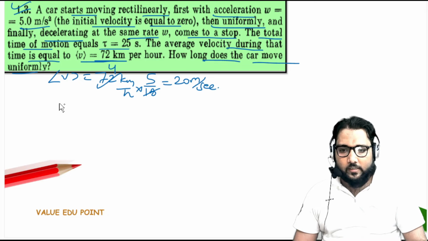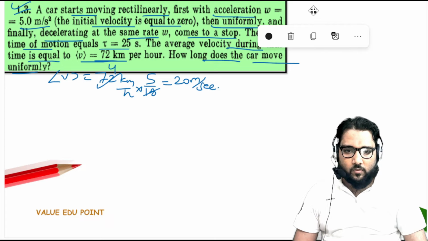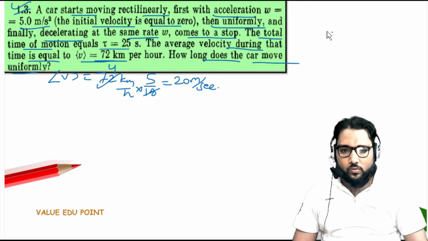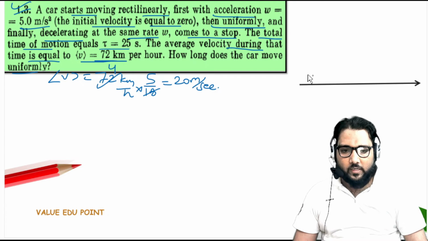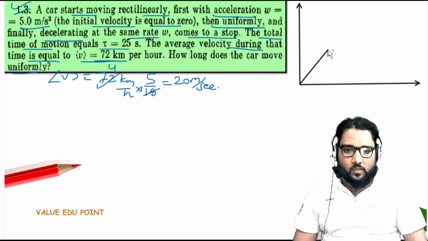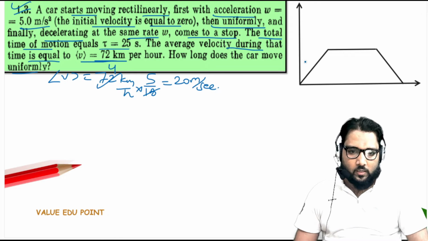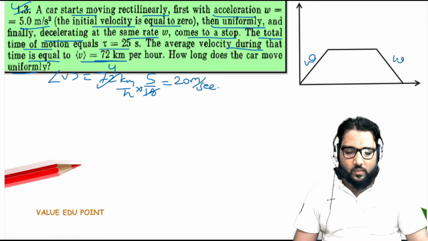And now what is happening here? One body is going rectilinearly. So what is happening here? See, guys, we make one graph. The body first starts from 0. It accelerates with acceleration omega, then moves uniformly, then decelerates and comes to rest, and the rate is the same, that is omega. This is omega, this is omega deceleration.